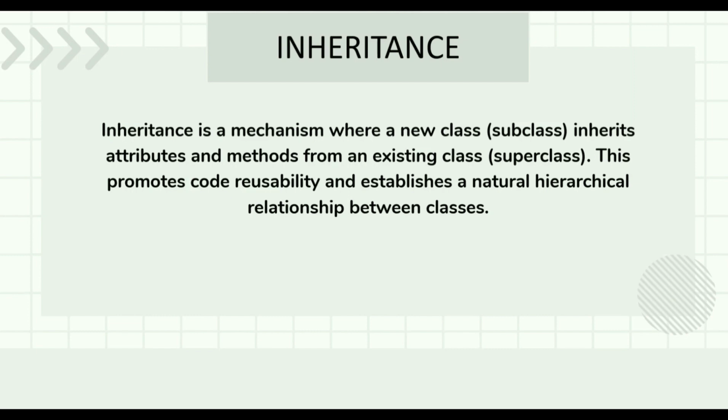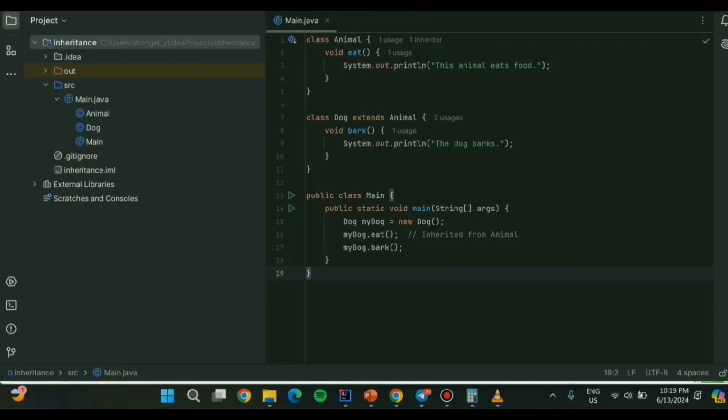Next, we'll see what inheritance is. So, inheritance is a mechanism where a new class, or subclass, inherits attributes and methods from an existing class, which is a superclass. So, this promotes code reusability and establishes a hierarchical relationship between classes. So, let's go ahead and see an example. So here we have a Java code that demonstrates inheritance. So let's break it down step by step.